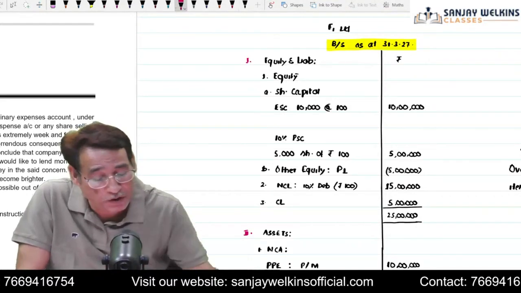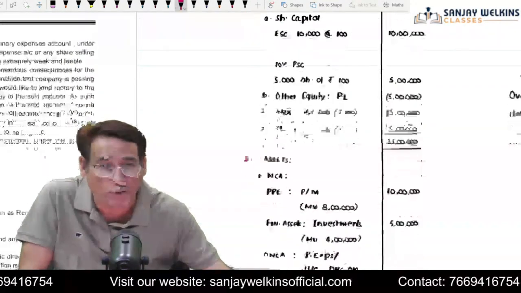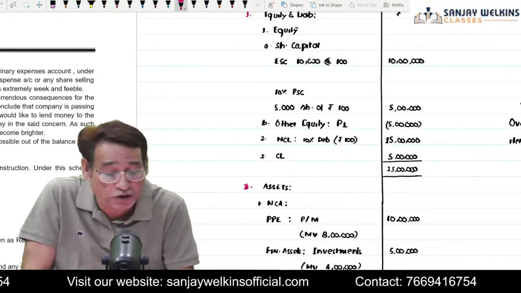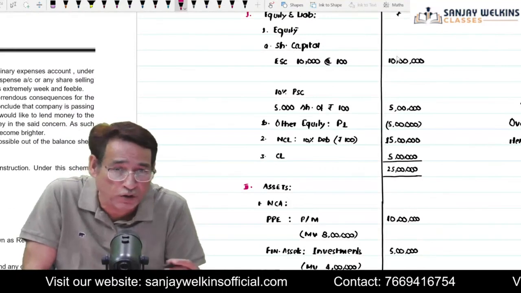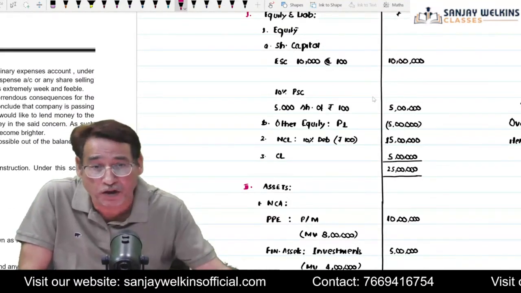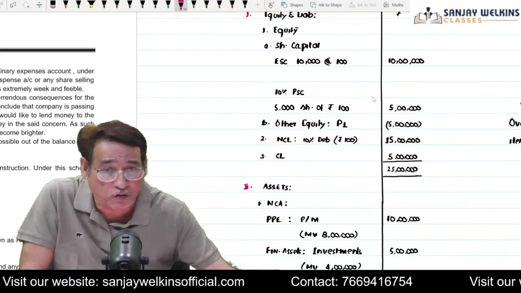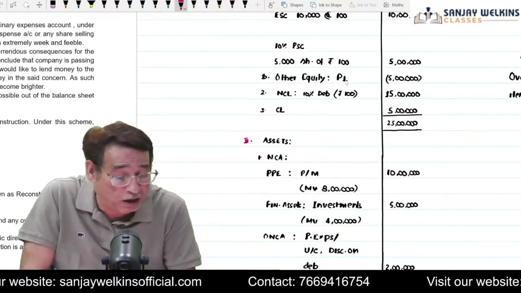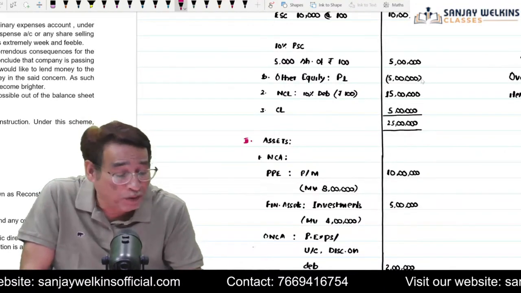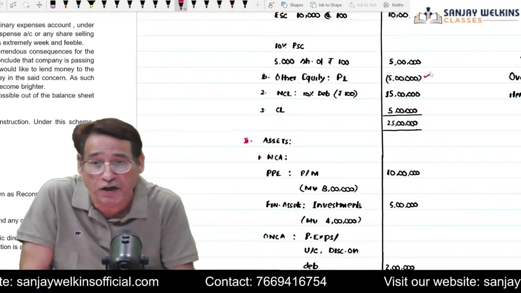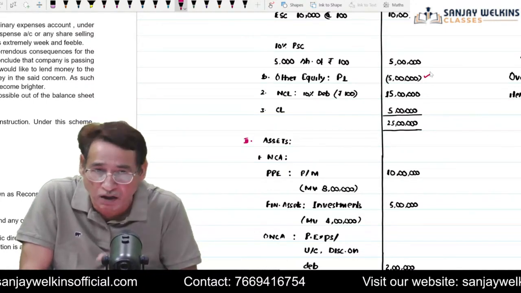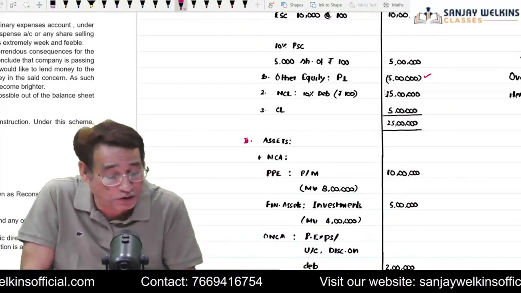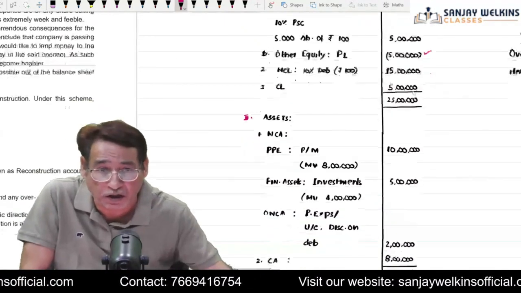If we scan the balance sheet of this company, see here: the first item is equity share capital, 10,000 shares of 100 each, no problem. Then 10% preference share capital, 5,000 shares of 100 each, 5 lakh. Besides that, there is an item, other equity, where we have written profit and loss account. But the profit and loss account, as you are watching, is a negative balance, correct? Then we have a non-current liability in the form of 10% debentures of 100 each worth rupees 15 lakh.